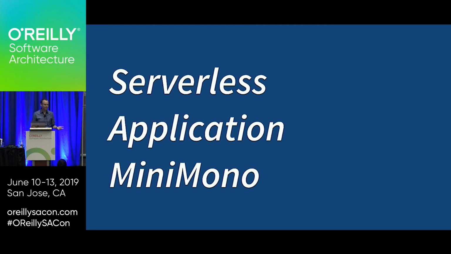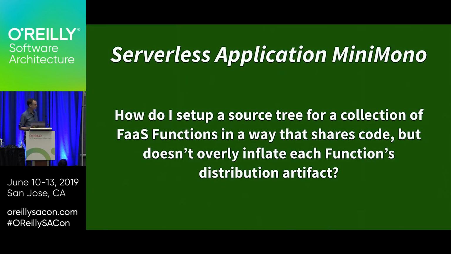What do we do instead, though? Well, I think it's interesting to bring some of the ideas of monorepos into building one of these serverless applications. So how do I set up a source tree for a collection of FaaS functions in a way that we can still share code across those FaaS functions? But another important thing that we don't want to do is overly inflate the size of our Lambda function artifact. Because when we do that, deployment time gets slower and development cycle time gets slower. So we want to keep our function artifacts really small.